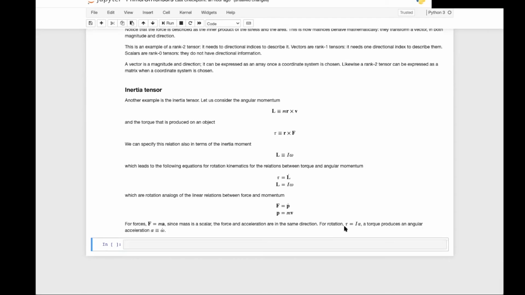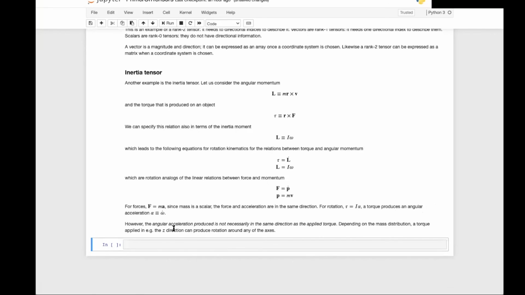For rotation, we have that the torque is equal to the moment of inertia times an angular acceleration, and the torque produces an angular acceleration. So for rotation, the torque is equal to the moment of inertia times the angular acceleration, where the angular acceleration is a time derivative of the angular velocity. The angular acceleration produced is not necessarily in the same direction as the applied torque.